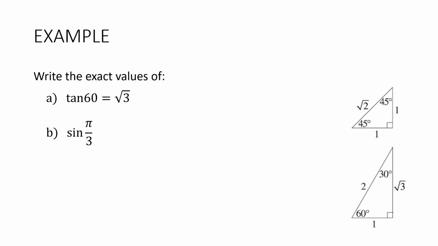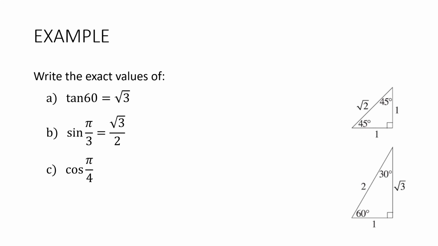Now let's look at radians. Sine pi on 3. So substitute 180 for pi. 180 divided by 3 is 60. So this is sine 60, same triangle. Sine 60 is opposite over hypotenuse, so root 3 on 2.